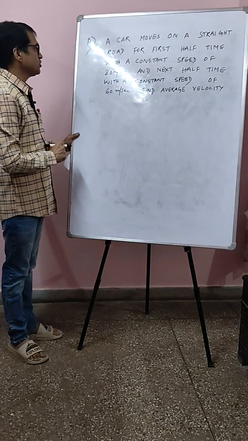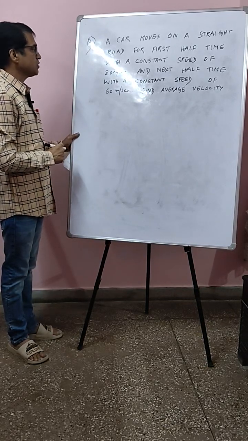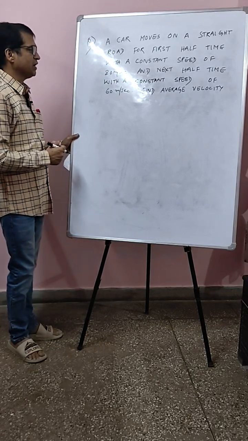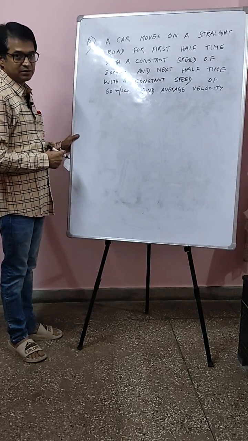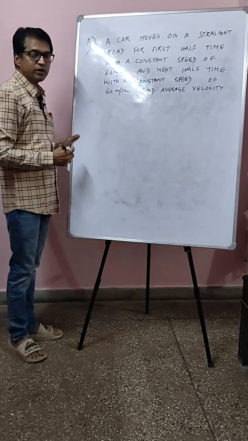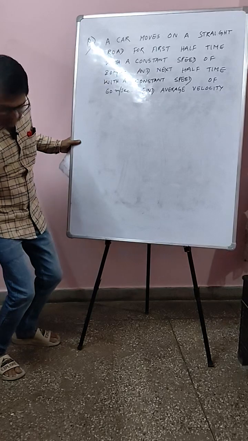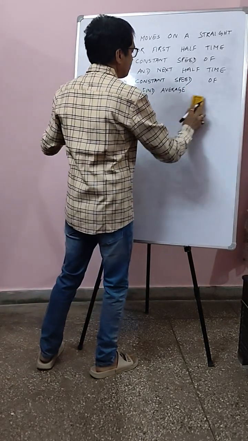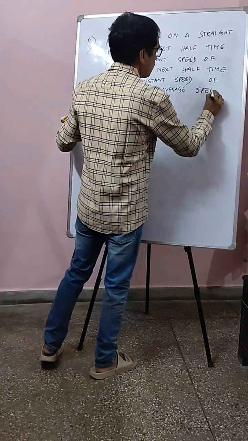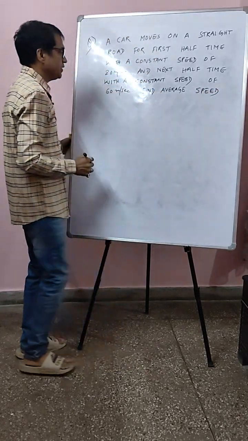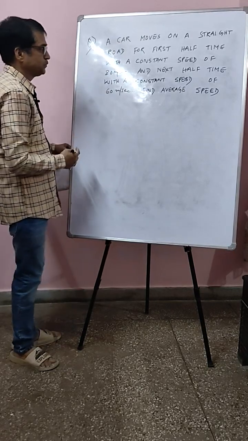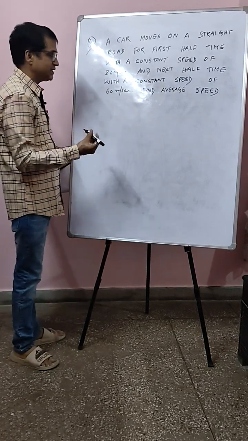I'll repeat the question once again. A car moves on a straight road for first half time with a constant speed of 20 meter per second, and next half time with a constant speed of 60 meter per second. So we have to find the average speed. It's not average velocity, it's average speed. So we write the formula, again the same formula.